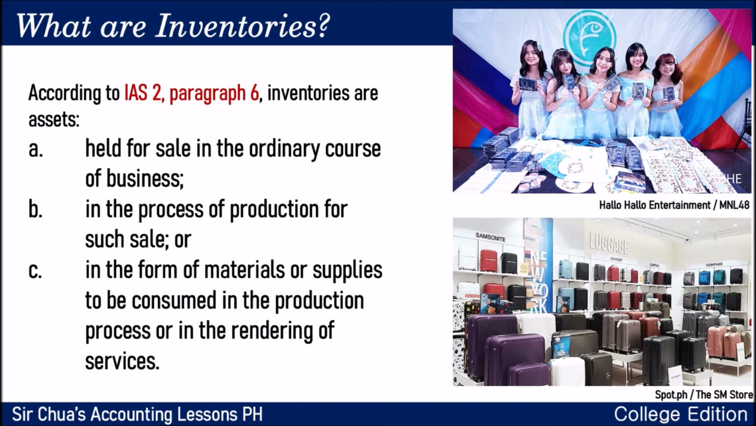So in the case of a merchandising company, yung ating pong merchandise inventory. And kapag ka naman po manufacturing, yung ating pong finished goods inventory. Remember, pag manufacturing is pinaprocess pa po natin yung raw materials to become finished goods. Diba? Now, for letter B naman po, in the process of production for such sale. On a manufacturing perspective, ang tawag po natin dyan is work in process inventory.